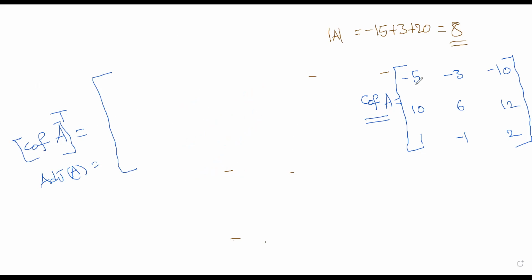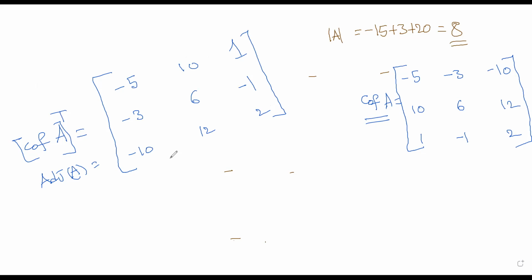Okay. So 5, minus 5, 10, 1. Minus 5, 10, 1. That means rows as columns, columns as rows. Minus 3, 3, 6, minus 1. Minus 3, 6, minus 1. Next, minus 10, 12, 2. Minus 10, 12, 2. Got it? Yeah.